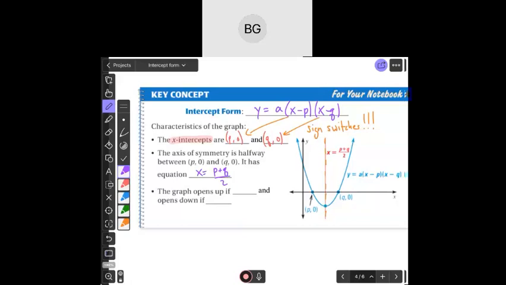All right, what's a's job? Well, one of its jobs is to flip the graph upside down or not. So the graph opens up if a is greater than 0, right? That's positive. Or if a is less than 0, the graph opens down. But that's nothing new. You guys should already know that.